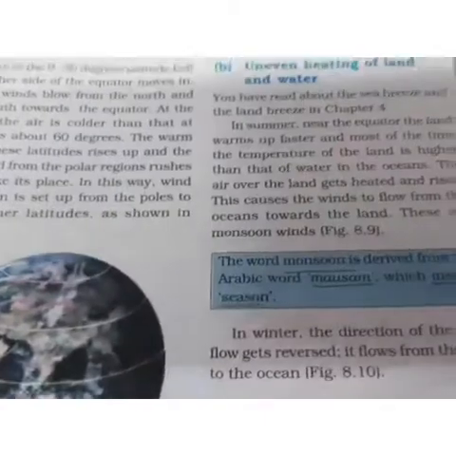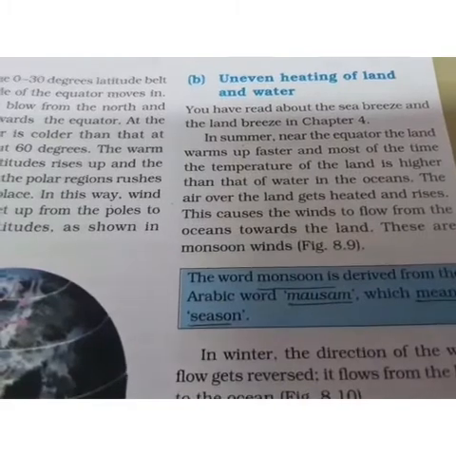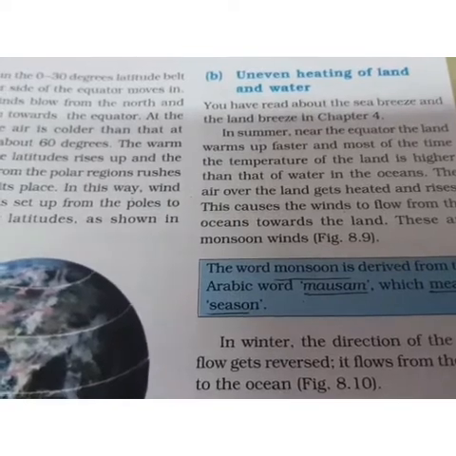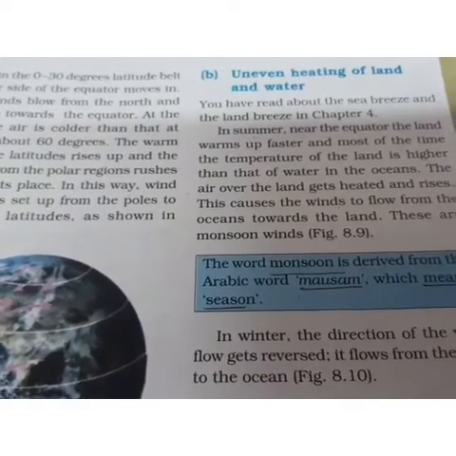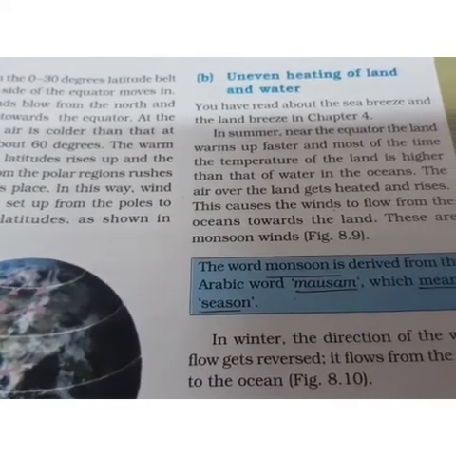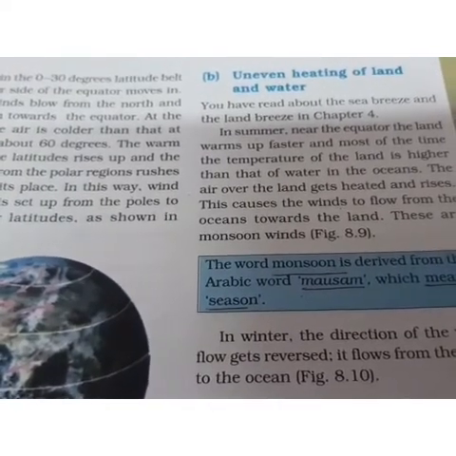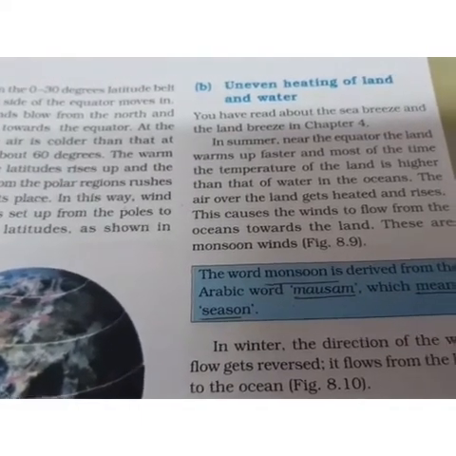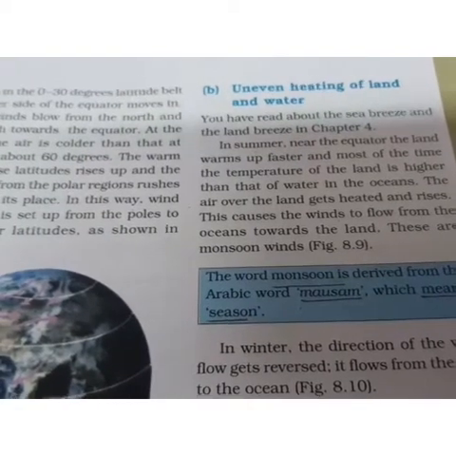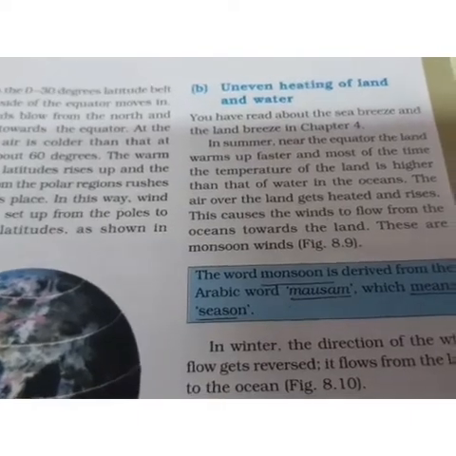Now, a very important point in this is that in summer, near the equator, the land warms up faster, and most of the time the temperature of the land is higher than that of the water in the ocean. Obviously, during the summer season, as you all know, the sun shines very brightly, and the places which are closer to the equator or on the equator, as the sun rays fall directly, it is very, very warm over there, and the temperature of the water of the oceans and seas is not that much as compared to the temperature of the land. That means the temperature of land is higher than the temperature of water in the oceans and the seas.